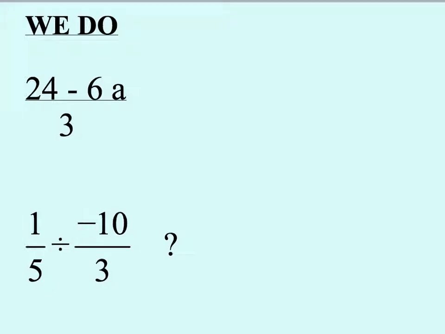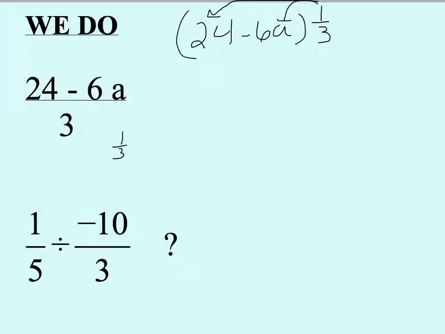Let's try the next one. For the first one, we have 24 minus 6a, all over 3. Instead of dividing by 3, I'm going to multiply by the reciprocal. The reciprocal of 3 is 1/3. So I have 24 minus 6a times 1/3. The 1/3 needs to be distributed to both terms. So 24 times 1/3 minus 6a times 1/3.